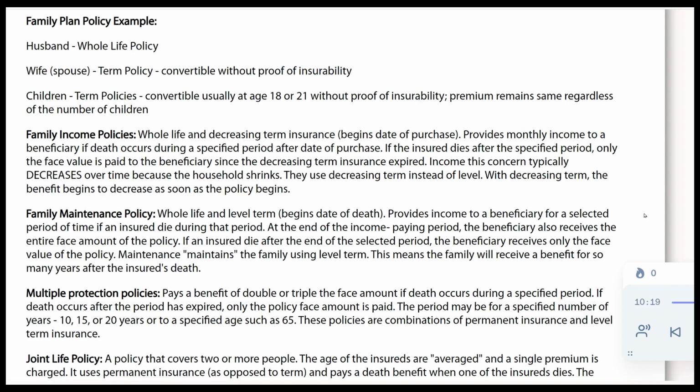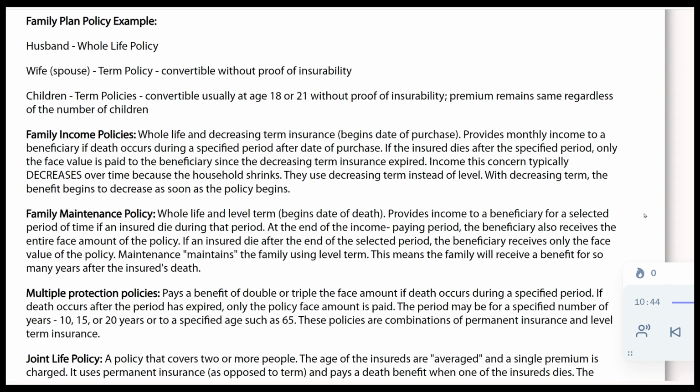Family maintenance policy, whole life and level term, begins at date of death. Provides income to a beneficiary for a selected period of time if an insured dies during that period. At the end of the income-paying period, the beneficiary also receives the entire face amount of the policy. If an insured dies after the end of the selected period, the beneficiary receives only the face value of the policy. Maintenance maintains the family using level term. This means the family will receive a benefit for so many years after the insured's death.